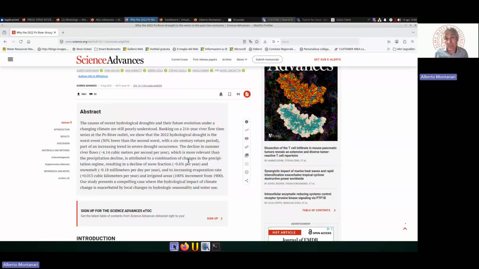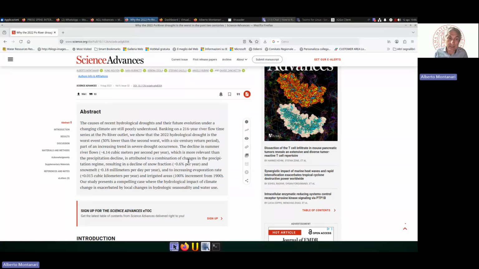And there is a second anticipation of the results. This event is also due to an increasing trend in severe drought occurrence. You see, the sentence is very short, but it says a lot of things. Let's look at the parentheses. It is a quantification of the severity of the drought, 30% lower than the second worst.